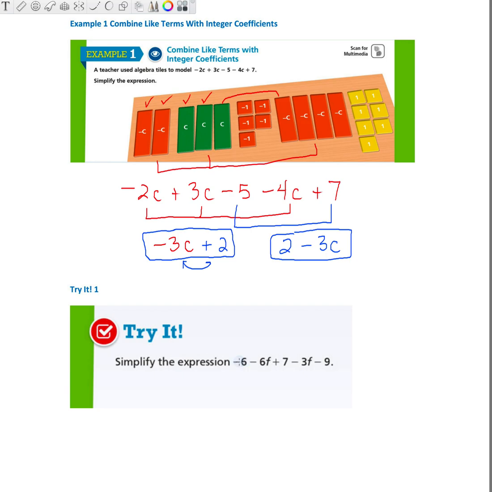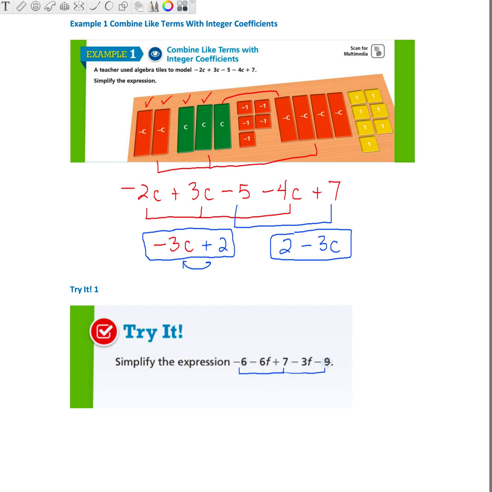I can't combine this negative 6 with a term that has an f in it. I don't know what f is. I can't do that. So what I can do is combine this negative 6, a plus 7, and then later on there's a minus 9. So really I have a negative 6 plus 7. Negative 6 plus 7 is 1.